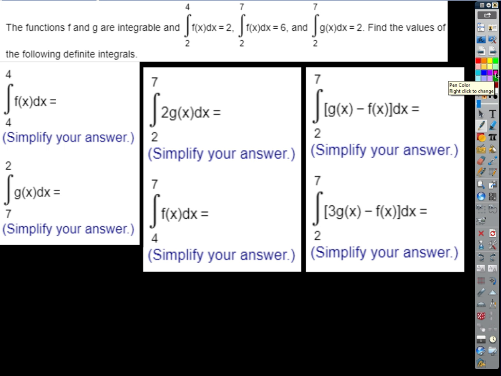What do you think? You say, okay, Ron's telling me 0, right? And we know it's 0 because we're going from 4 to 4. It's got no width, so that area is 0. Okay? How about this one?